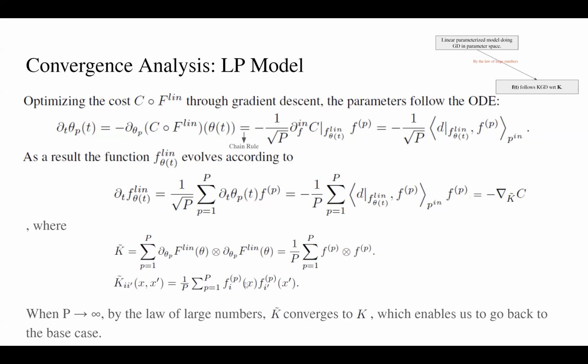where this K tilde is a bit different from the kernel K, but you can see that the (i, i') entry in the output of the kernel is the empirical covariance here. And remember that the corresponding element at the (i, i') position in K is the real covariance. So by the law of large numbers, when P goes to infinity, K tilde will converge to K. That enables us to go back to the base case where f_t follows kernel gradient descent with respect to K.